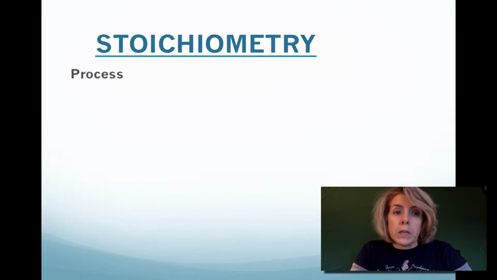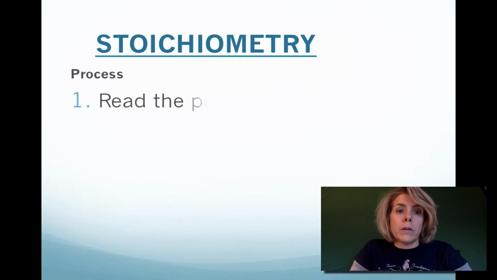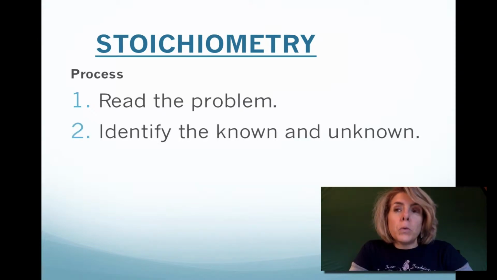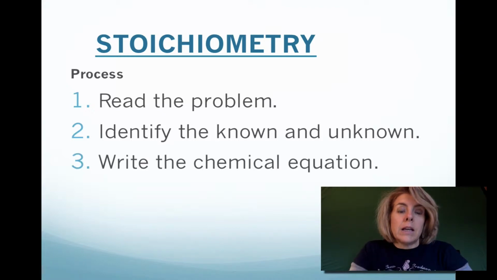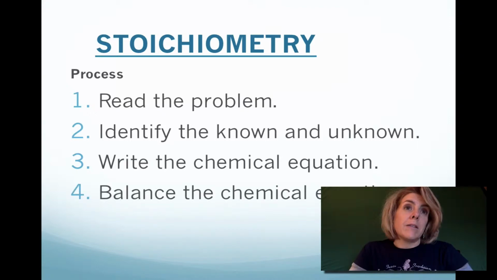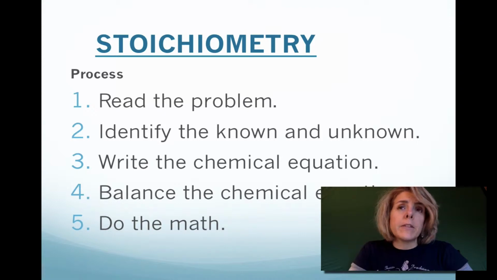So, first thing is you have to look at what the steps are. You have to read the problem. There's no way around that. Two, you want to look at what you know and what you don't know. Make sure you write down the chemical equation if they haven't provided it for you. Make sure you balance it. I've had students turn in problems that unfortunately are wrong because they forgot to balance it. And then lastly, just do the math.